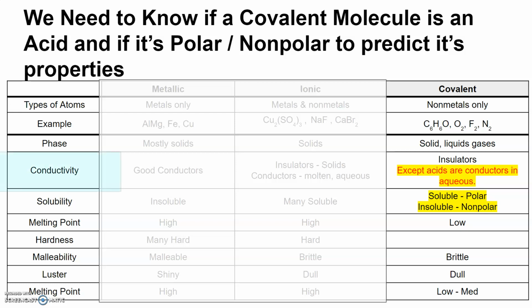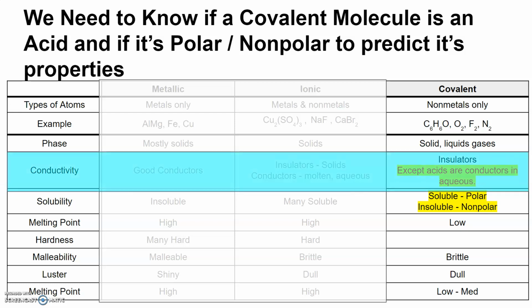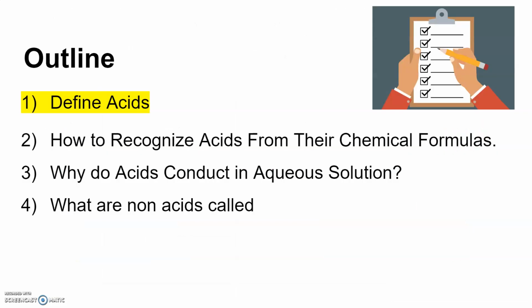So today we're going to take a deeper dive into what acids are because that's important for our understanding of a covalent molecule. The main goal of this lesson is to be able to identify if something is an acid from its chemical formula. Along the way, we'll also learn some more information about acids based on questions that people had about them in exit tickets and other things like that.